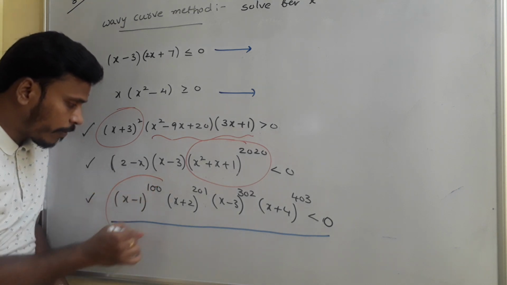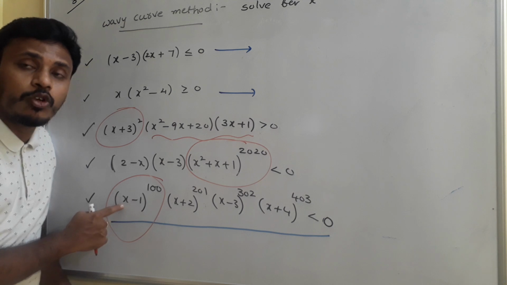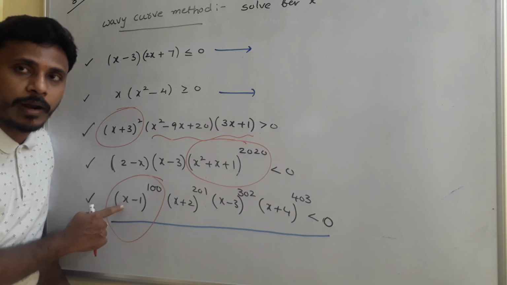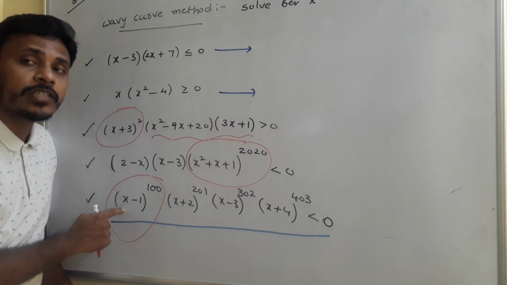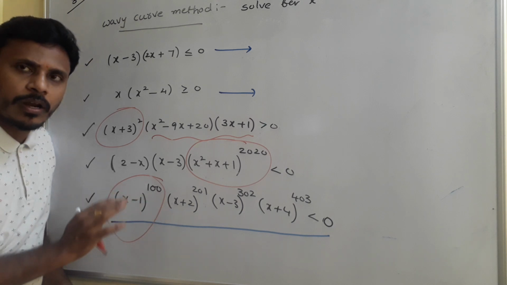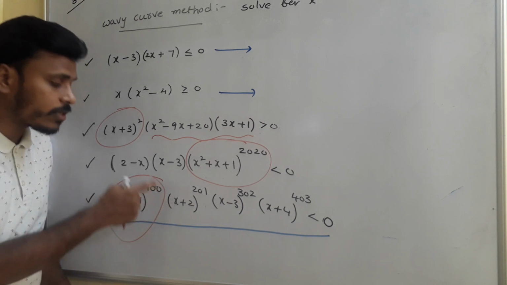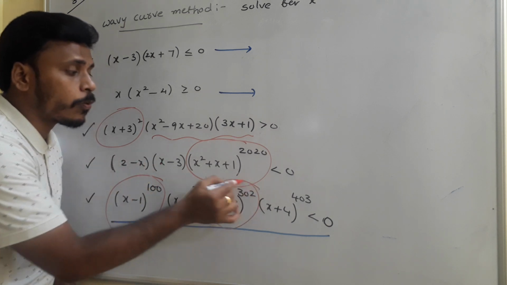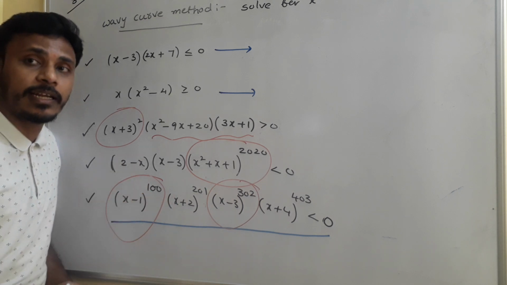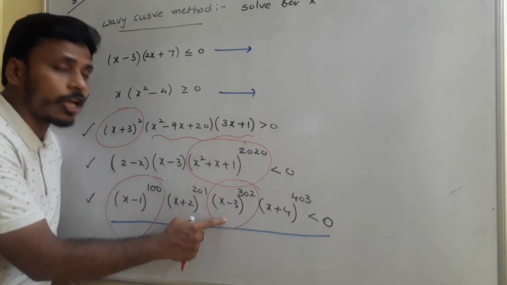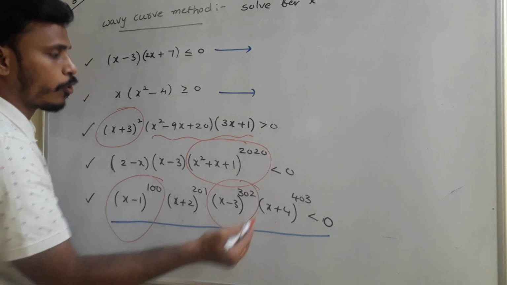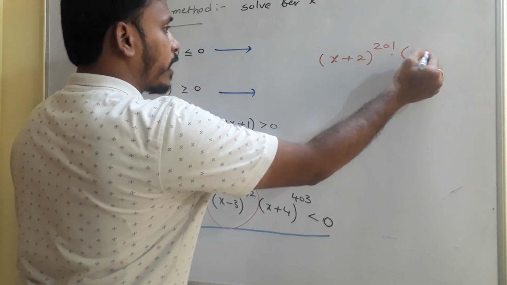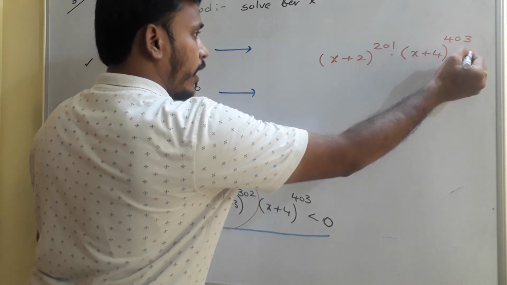x minus 1 to the power 100. Right? You just take any value in the place of x, either positive or negative, fractional, decimal, irrational, rational, no problem. Take any value in the place of x, subtract 1. It may be positive or negative, but since power 100 is there, it is always positive. So neglect it. This is also always positive because the power is an even number. Neglect it. Then you just think about this product. What is that product? x plus 2 power 201 into x plus 4 power 403 less than 0.